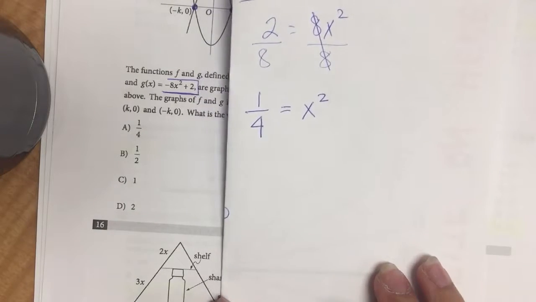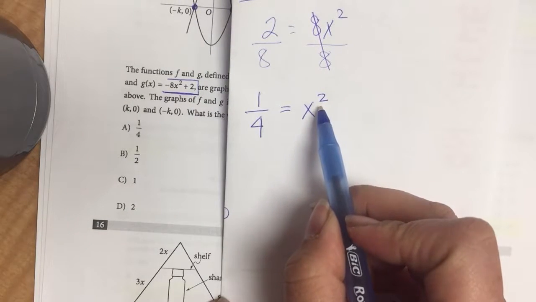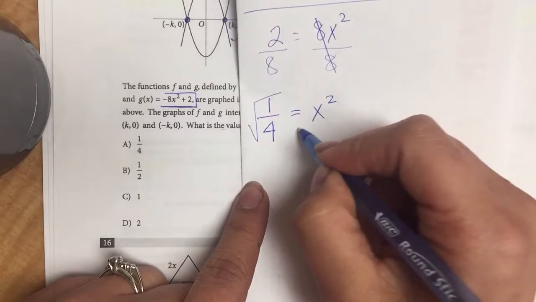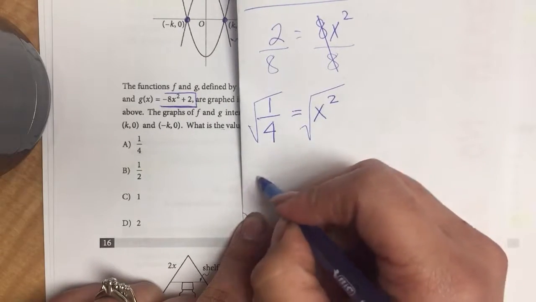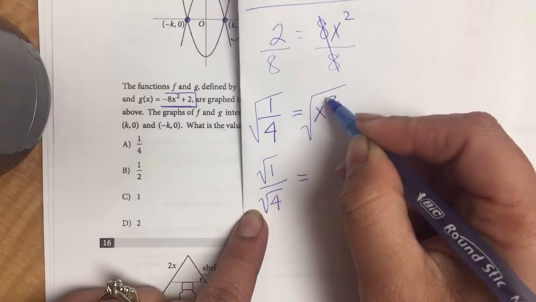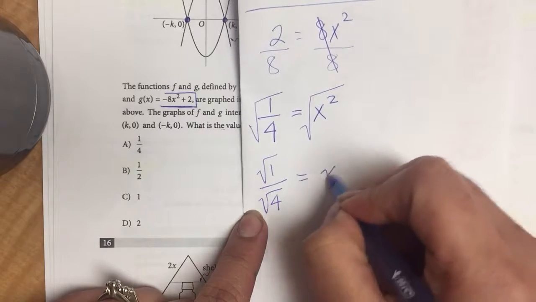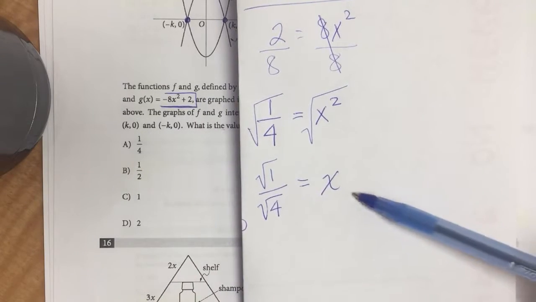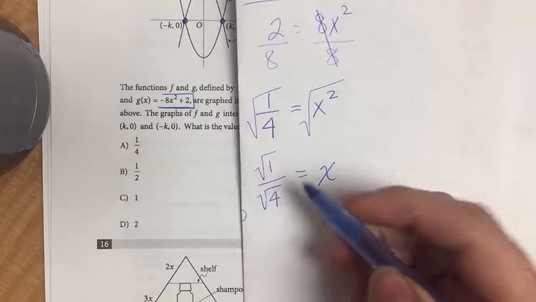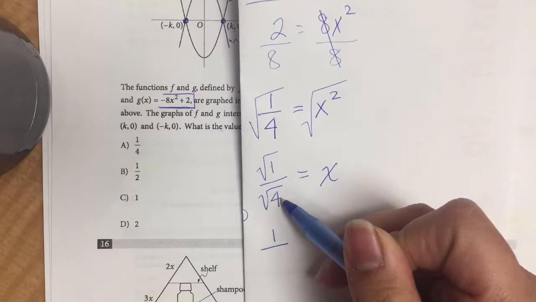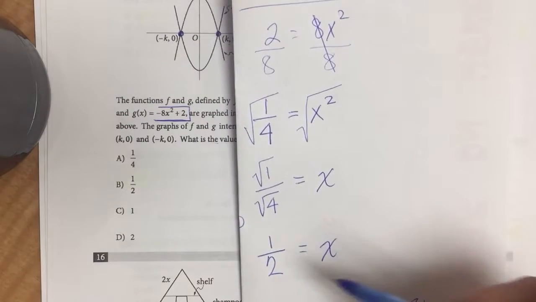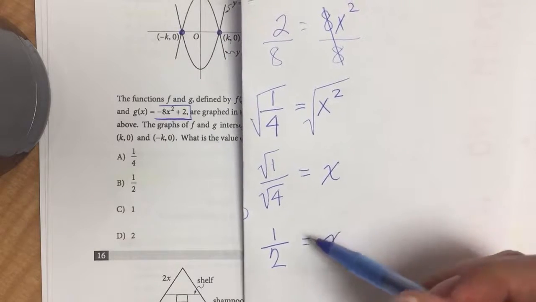Finally, we have x squared by itself. To get x by itself, we undo the square by taking the square root of both sides. The square root of 1/4 is the same as the square root of 1 over the square root of 4. The square root and the square will undo each other, so this will be just x on the right side. So to simplify this, what is the square root of 1? That's just 1. And the square root of 4 is 2. Alright, so x here equals 1/2.